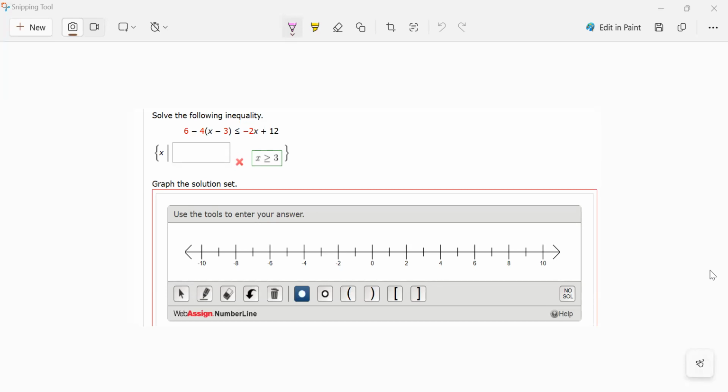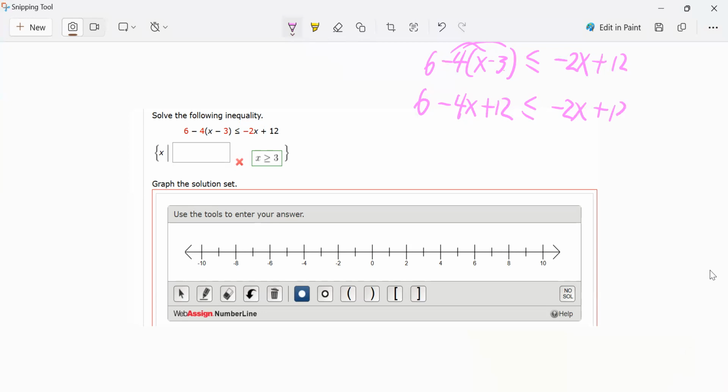Okay, let's go over the solution. First of all, let's copy this. Treat it like an equation pretty much, right? Although it's a linear inequality, just the slight difference would be the graphing part and also how to present the final solution. So step one, we distribute it. 6 minus 4x. Negative 4 times negative 3 is positive 12. Okay, that's equal to negative 2x and 12.